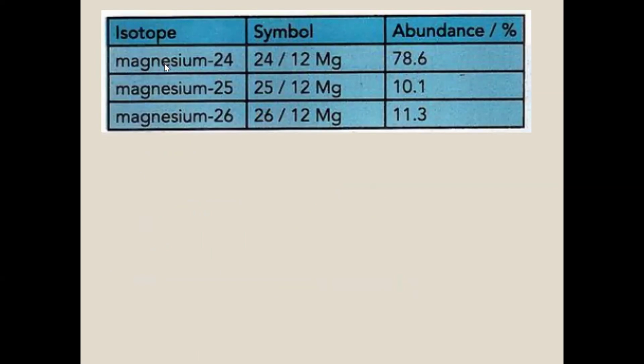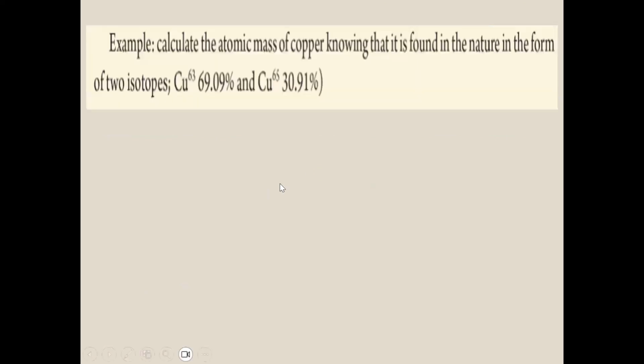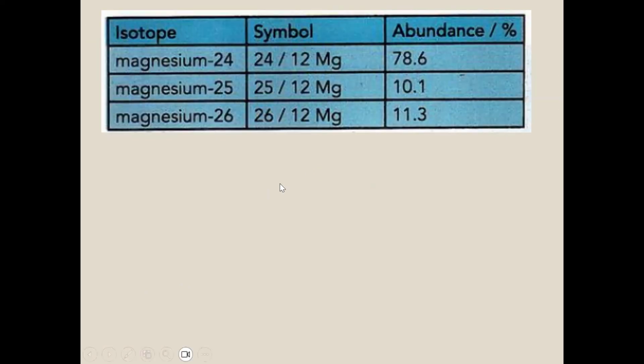Other isotopes, such as magnesium 24, where this number is the mass, and magnesium 25 and magnesium 26, and their abundance, their percentage. The middle column represents the symbol of the atom with the atomic number and the atomic mass. So we'll consider only the atomic mass and the percentage. How to calculate the average atomic mass of magnesium? The same as we did before.